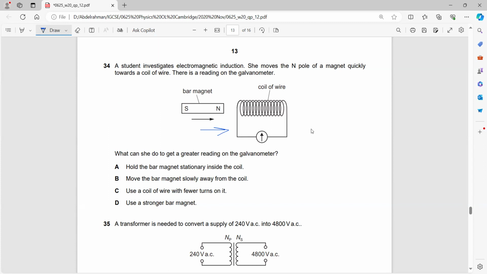What can she do to get a greater reading? She now needs a greater reading. Hold the bar magnet stationary? No. If you hold it stationary, there will be no current. Move the bar slowly? No. Use a coil of fewer turns? Nope. Use a stronger bar magnet. Yes. Use a stronger bar magnet.